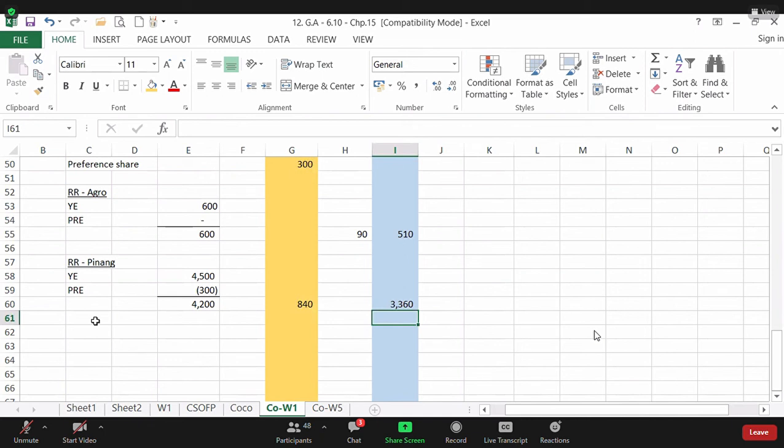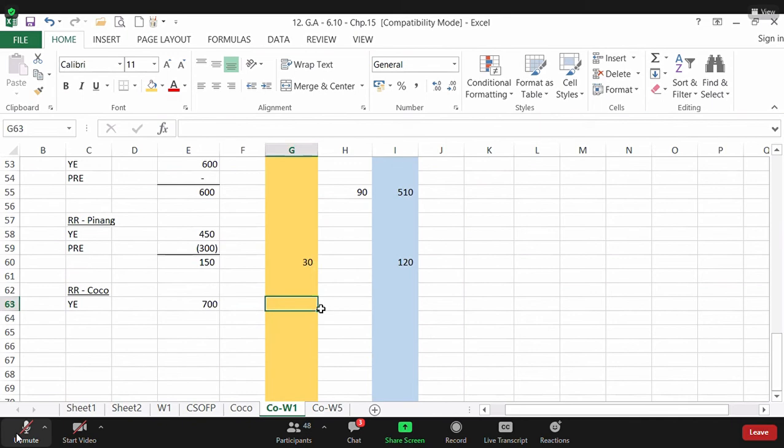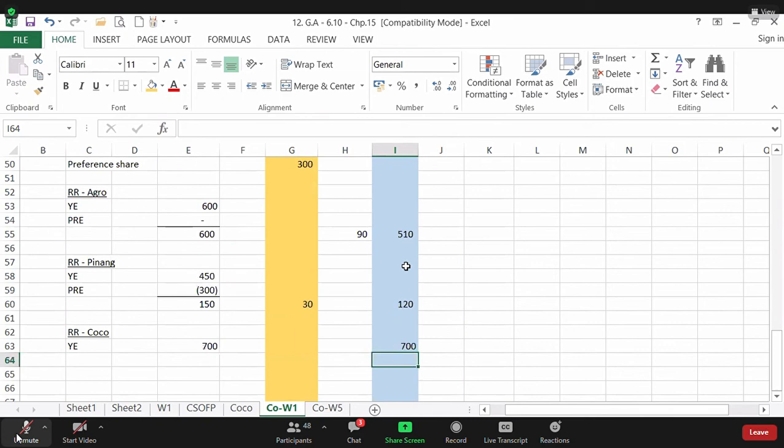Now we have another RR, what is the name of the company? Coco. Then year end, now version 700. Yep. Oh, thank you. So I misunderstood. Okay. Now 700, do not go to NCI, straightly post into the group reserve. So I think that's all. Working 3 and TRR.